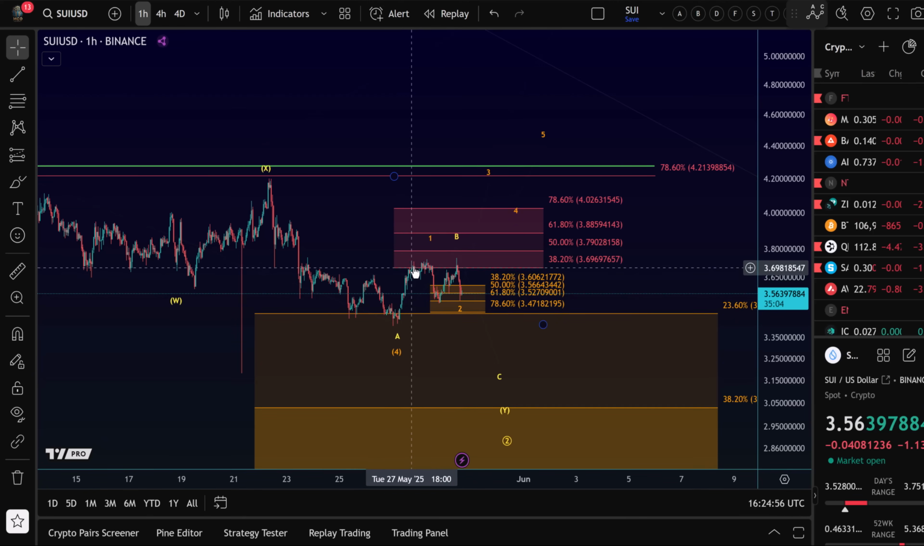Then we had a 3-wave pullback into support between $3.47 and $3.60. And what did I tell you? If we get a break below the 78.6 retracement, then this 1-2 setup to the upside becomes less probable. So that's really the key level that must hold. Could be a 1-2 setup still, kind of low confidence, but still worth watching. That's the update on SUI.